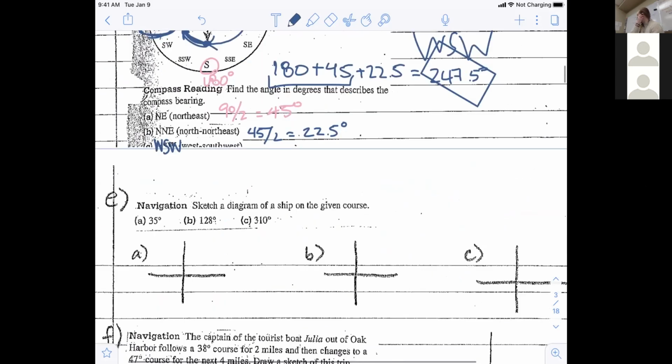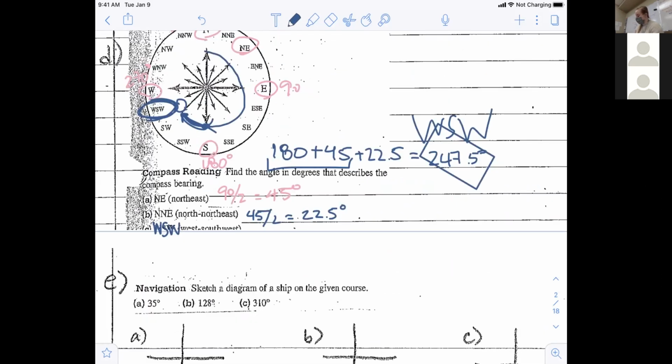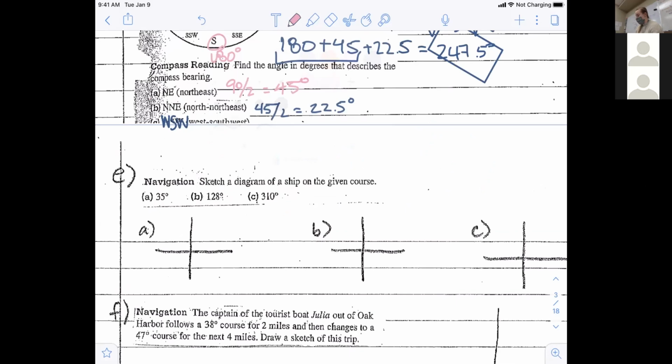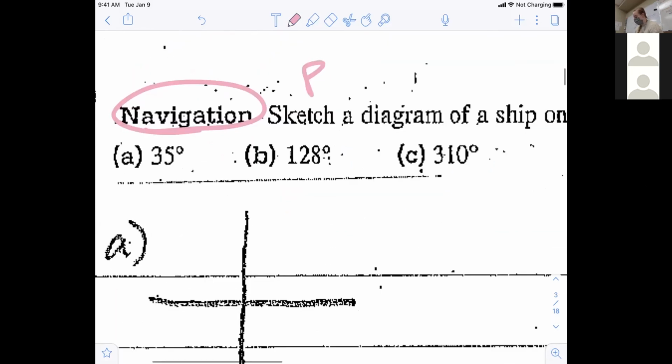Okay, last thing before we go feed our brain. This is navigation. We're going to draw a picture. So what we did is we took the picture and we figured out the angle. Now we're going to draw an angle. So the first one says 35 degrees. When it talks about navigation or it uses the words bearing, we always start from north. That's going to be different in a day or two, but for right now we're doing bearings and that always comes from north. And we always go towards east. You go clockwise around the shape.